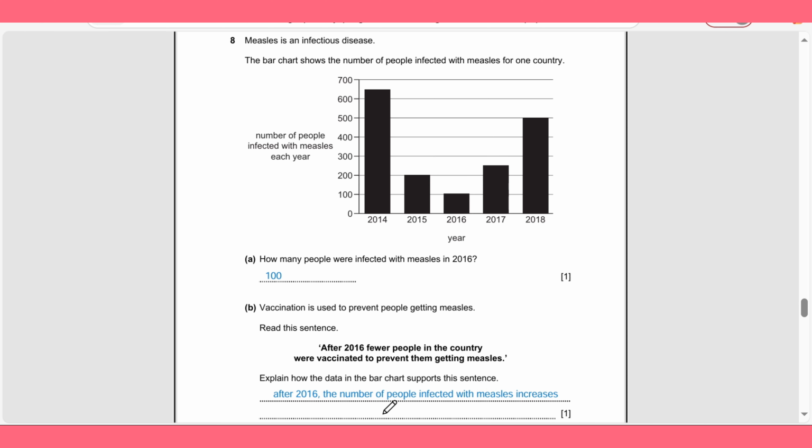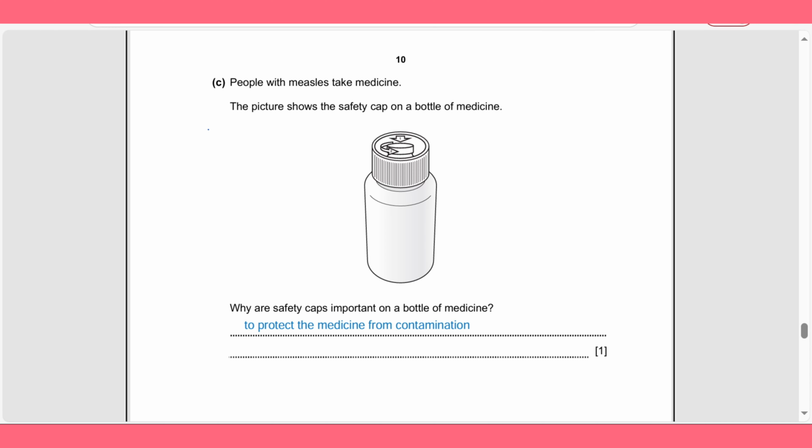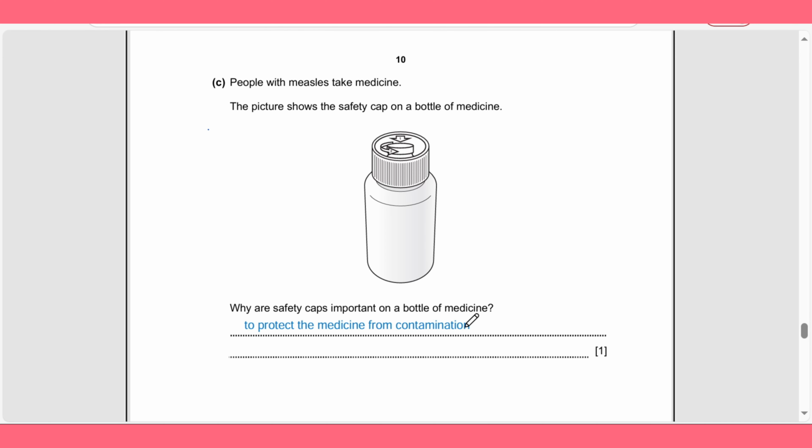Alright, let's move on. Okay, guys, 8C. People with measles take medicine. The picture shows the safety cap on a bottle of medicine here. Why are safety caps important on a bottle of medicine? Let's check out the answer, guys. Okay, so now this is the answer: to protect the medicine from contamination.